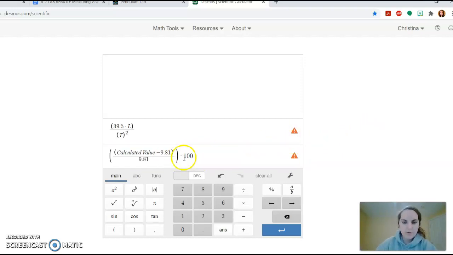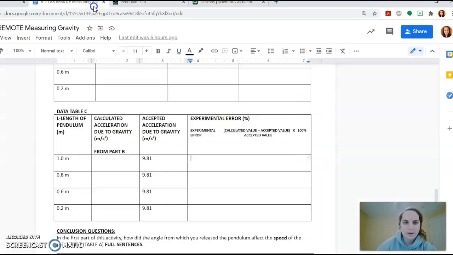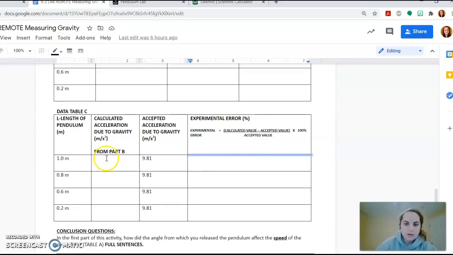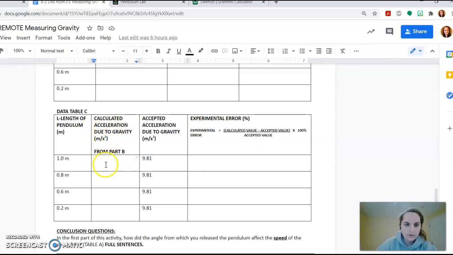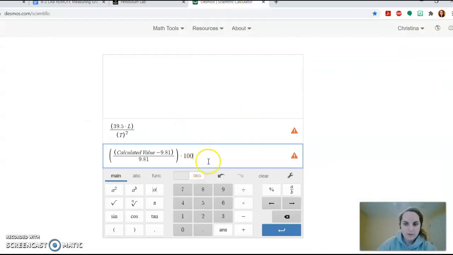Okay, so don't worry about the percentage sign right now. Just plug in 100. Okay. Actually, you can put in percents right here. Sweet. Yeah, just put in 100. It's totally fine. Okay, so you're going to take your calculated value for acceleration minus this 9.81, all divided by 9.81 times 100%. Okay, so think back, percentages shouldn't really be negative, so make sure that your answer isn't negative.